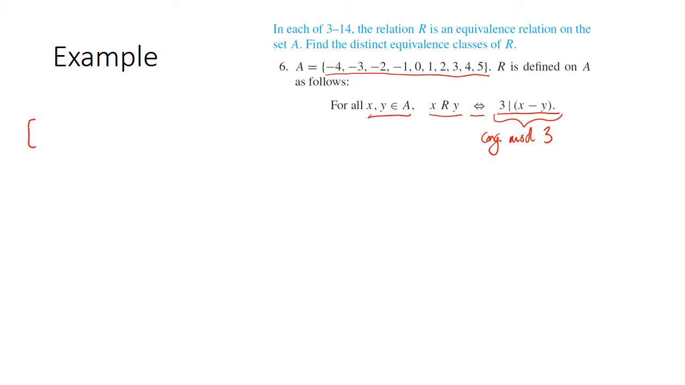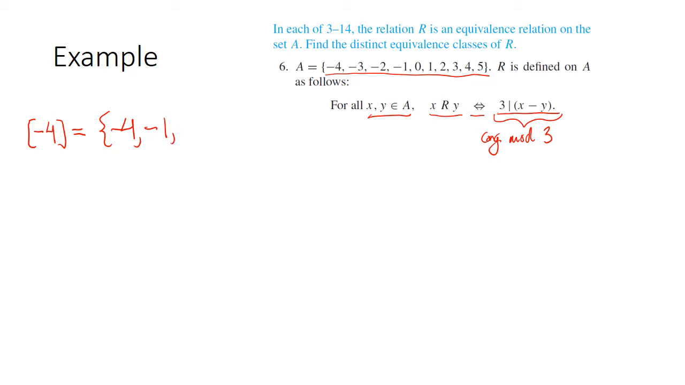So I'm going to start with -4. What would be congruent to -4 mod 3? So let's see, if I do -4 minus -3, then I get -1, so that's not divisible by 3. If I do -4 minus -2, that'll be -2, that's not divisible by 3. So the next one that I get, I think, after -4 itself is -1. So -4 minus -1 is -3, which is divisible by 3.